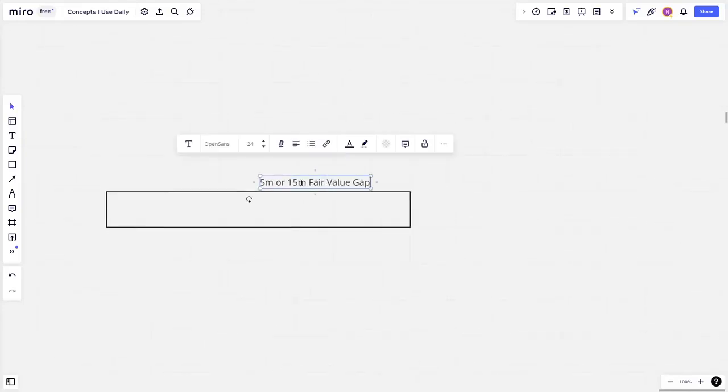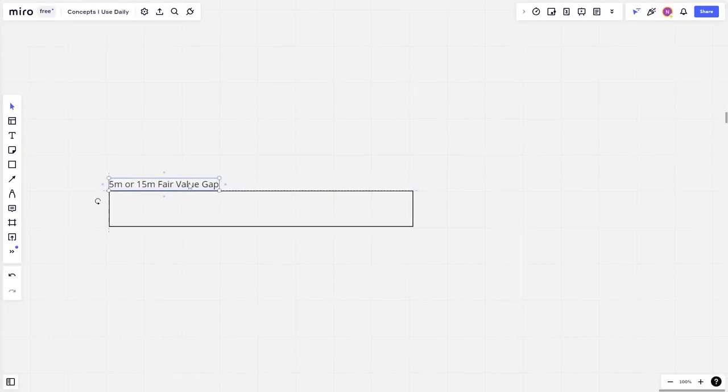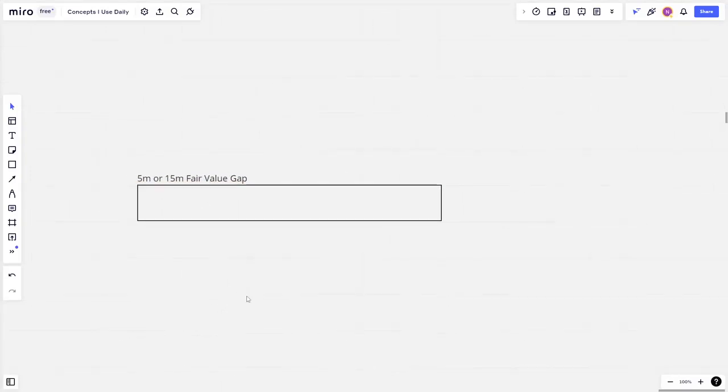I don't know why I can't move this, but I can't. So this is a 5 or 15-minute fair value gap, right? And we are looking, this will be after step 1 and 2. Now we're looking for step 3. We need to wait for price to mitigate this area.